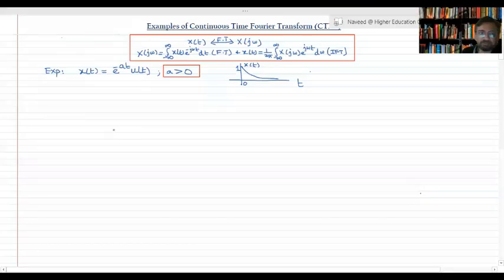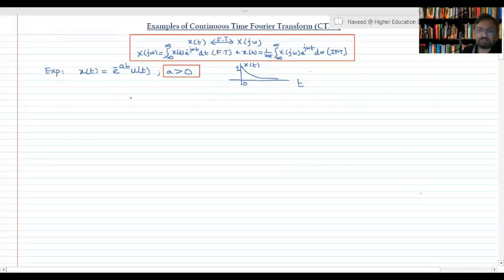In this example, we consider x(t) equal to e raised to the power minus a t times u(t). That is, x(t) is an exponential function, and we also impose a condition on this exponent a: a has to be a positive real number. And here we have plotted x(t). It starts from 1 at t equal to 0, and then it exponentially decreases. And because of u(t) in this function, the values of this function are 0 on the negative time axis.